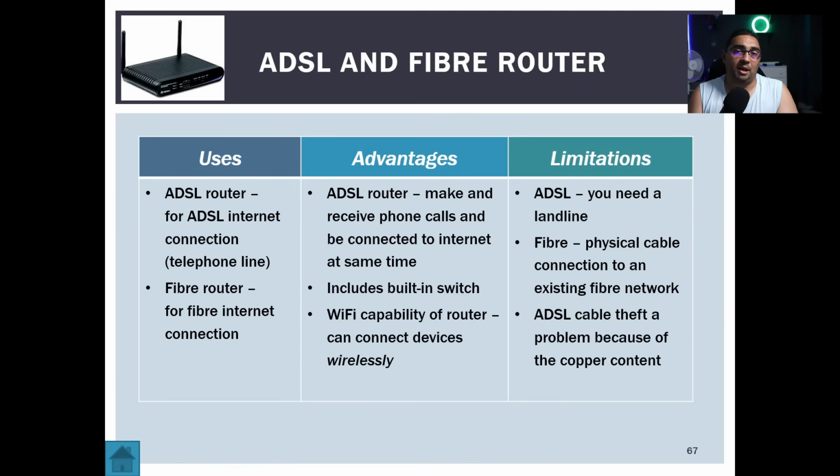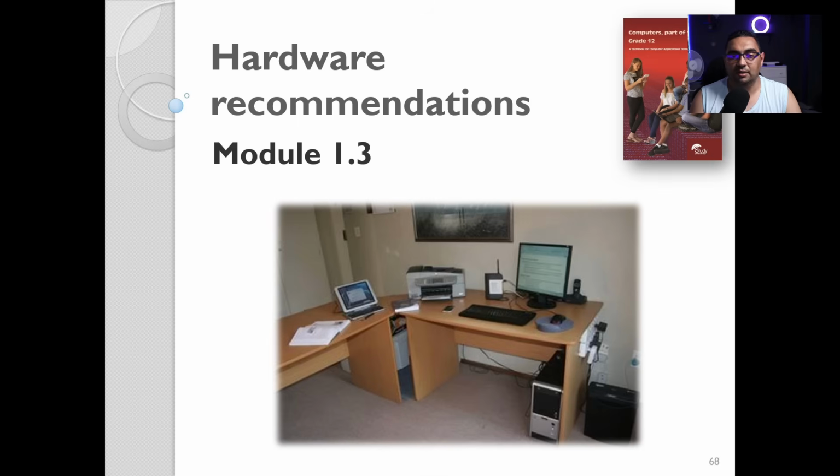Fiber uses fiber optic cables, and it transmits the data via light. Our ADSL is still using normal network cables, around about Cat6, and the data is transmitted via cables. Okay, electrical signals going through cables.